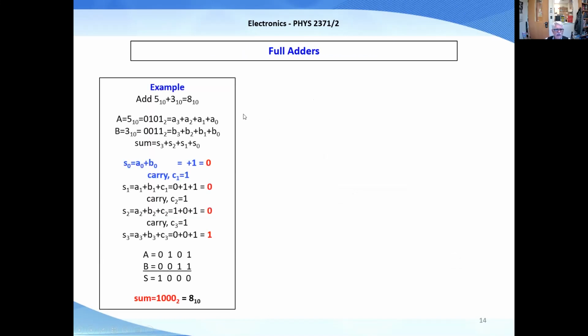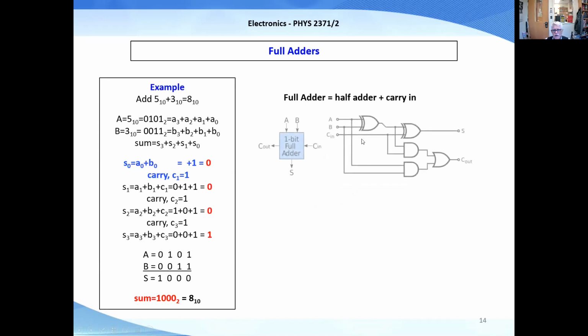Okay, then you have a full adder. The difference there is you have a carry coming in. So you're going to have 2 exclusive ORs, 2 ANDs, and an OR here. So the difference here is you have a full adder, you have 2 bits coming in and a carry coming in also. You have the sum coming out and the carry coming out. That's a full adder.